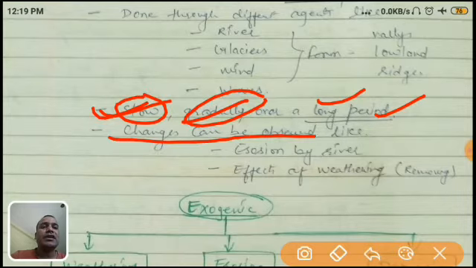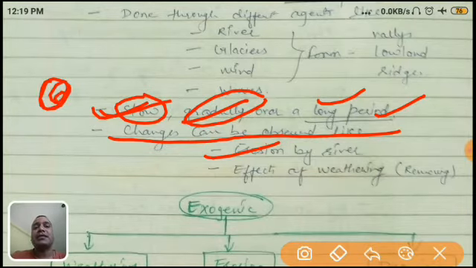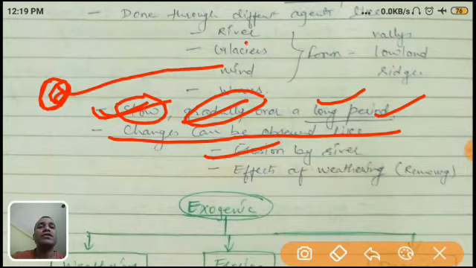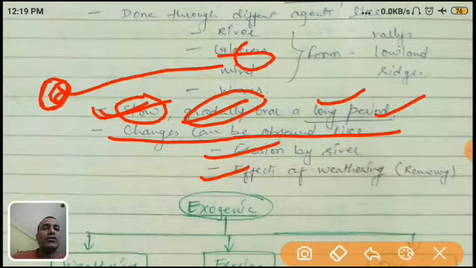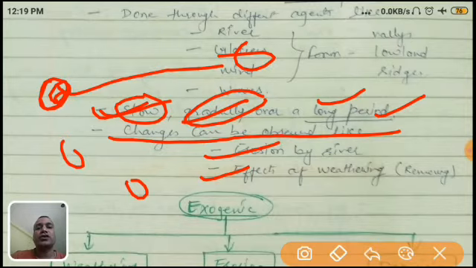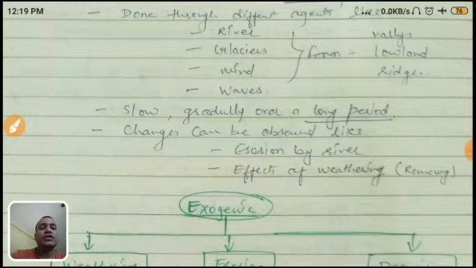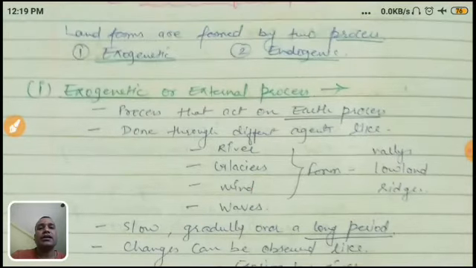Changes can be observed like erosion by rivers. You know very well what erosion is. Erosion means that whenever material is kept in one place, it is carried from one place to another. So there is erosion by the rivers, and the effects of weathering. Weathering means the breaking down of rock. Just like this is a rock, due to high temperature and other agents it breaks down into small pieces. This is called weathering.